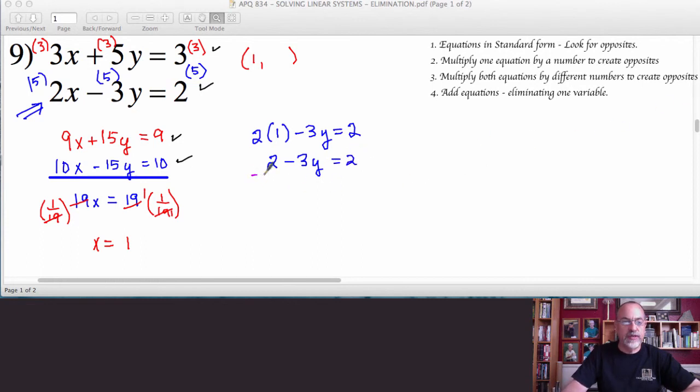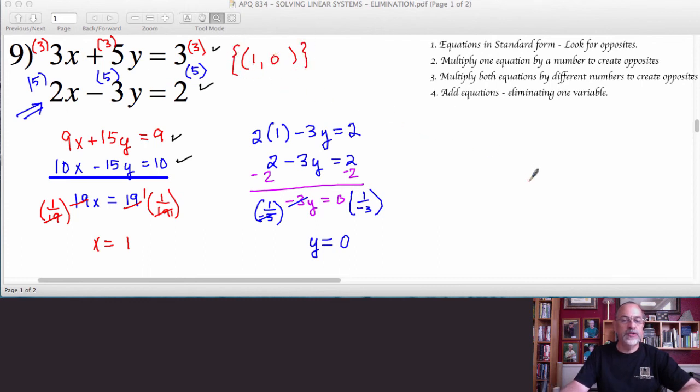Then we're going to isolate the y term because that's what we're solving for. 2 minus 2 is 0. I still have then negative 3y. 2 minus 2 is 0. I then am going to multiply or divide by the reciprocal of negative 3. The negative 3 is reduced to 1, leaving me 1 times y, which is y. And then 0 times this fraction is just going to be 0. So the y value of my solution is 0. So the ordered pair 1, 0 is the solution to the system using elimination.